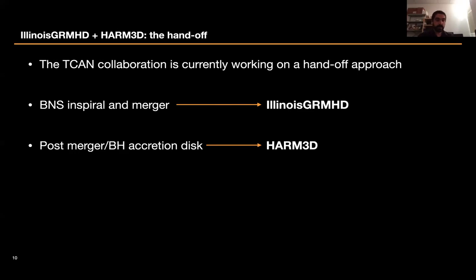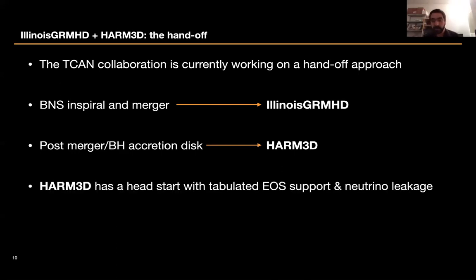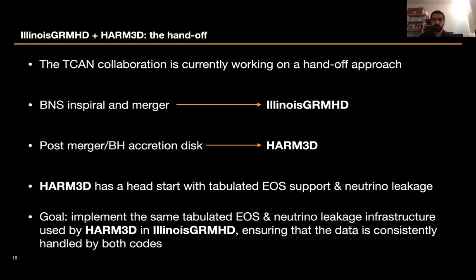HARM, however, already has a head start, because HARM already supports tabulated equations of state, and it's also at a very advanced stage in implementing neutrino leakage schemes. Because we want the two codes to communicate with each other, IGM will pause the simulation at some point, transfer the data to HARM, and then continue the simulation. Our goal is to implement the same tabulated equation of state support and neutrino leakage infrastructure into IGM, so that we handle the data consistently between the two codes.